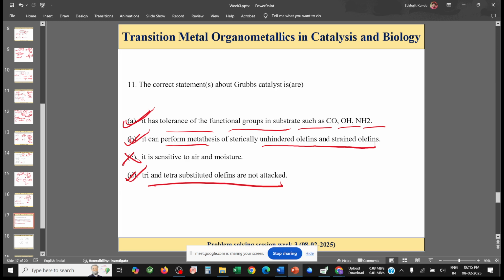So the message from this question is, don't just tick one option when you get it correct. When you get the correct option at option A, that is the first option, try to read all the options.